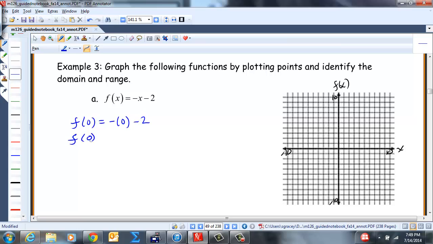So f at 0 will be, good, negative 2. So we have an ordered pair at 0, negative 2. This is our y-intercept. Now, if you set the function value equal to 0 and solve for x, you'll find your x-intercept. So if I add x to both sides, I'll get positive x is negative 2. So my x-intercept will be this guy here. So at negative 2, 0, I get my x-intercept. And I'll just make the picture of the line.